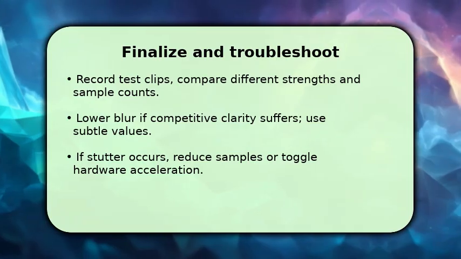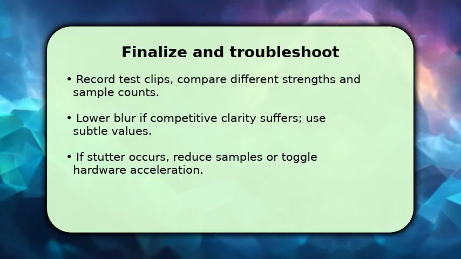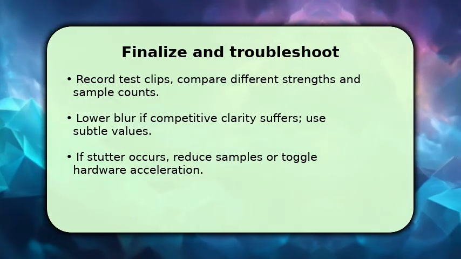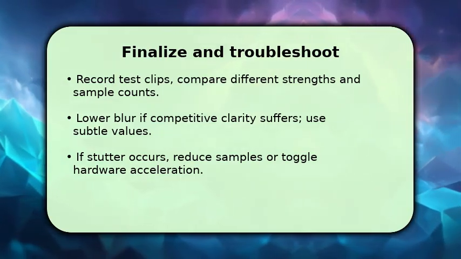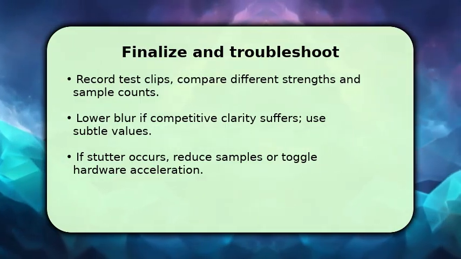If stuttering or frame drops appear, enable OBS hardware encoding or reduce shader complexity. If filters fail to apply, confirm plugin versions, match your OBS build, and restart OBS and Valorant before retrying.